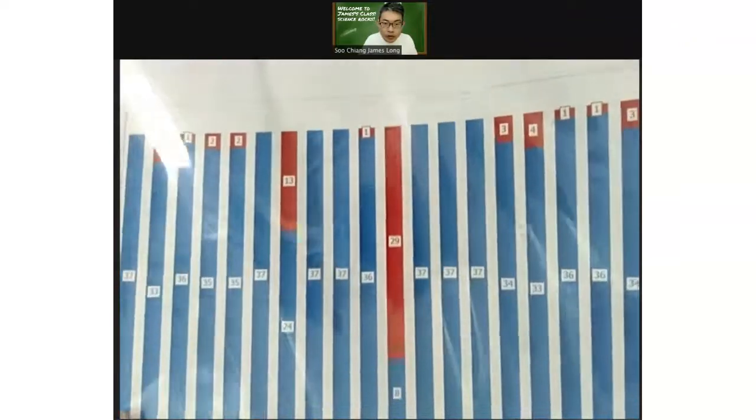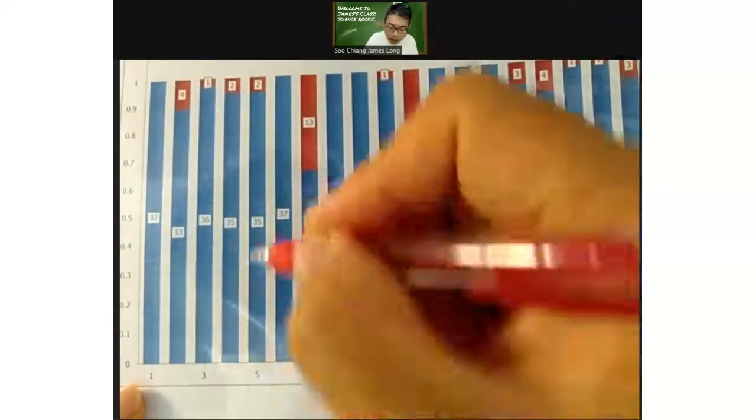Okay, there are 2 of you who got this wrong. We really must revise this. Alright. 2 of you still got this wrong.